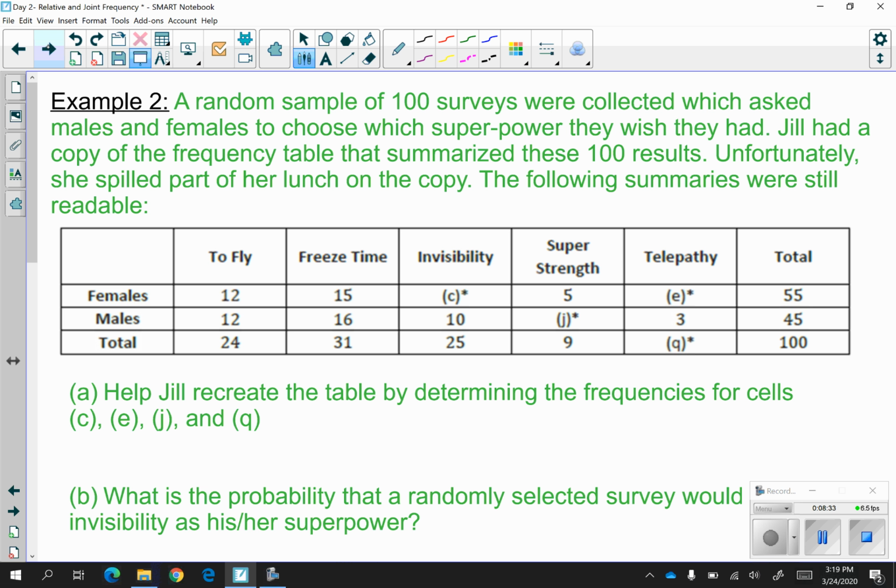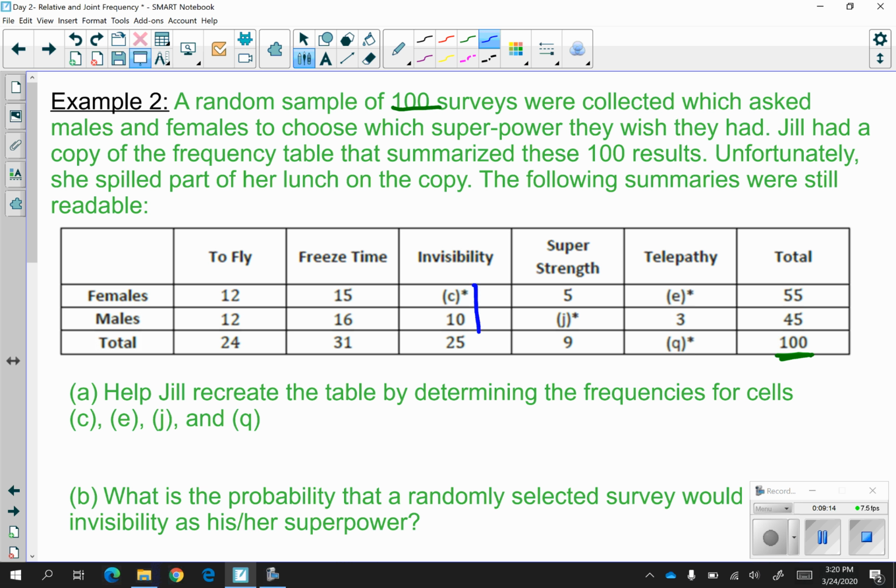So sometimes they're not going to give you the complete table and you're going to have to fill in data. In this particular case, we have a random sample of 100 surveys collected, which asked males and females to choose which superpower they wish they had. And this person didn't get all of the results for whatever reason. Anyway, because they're saying that there are 100 surveys, notice how your overall total in the bottom right-hand corner is 100. In order to fill out the missing pieces, you can either work from left to right or you can work top to bottom.